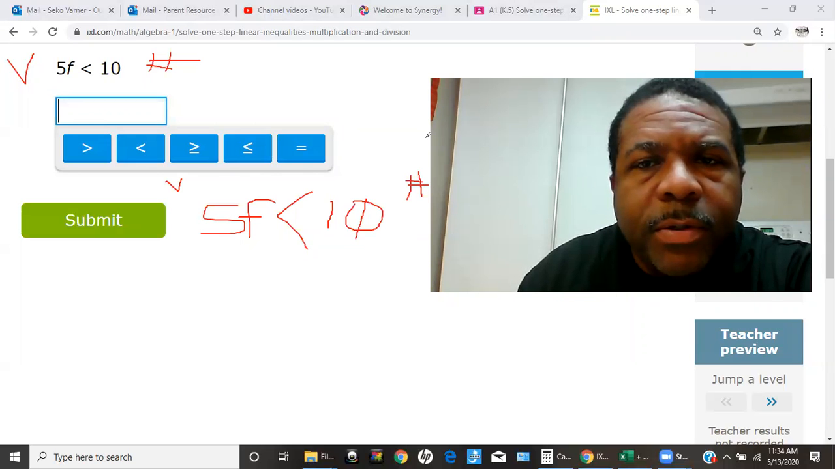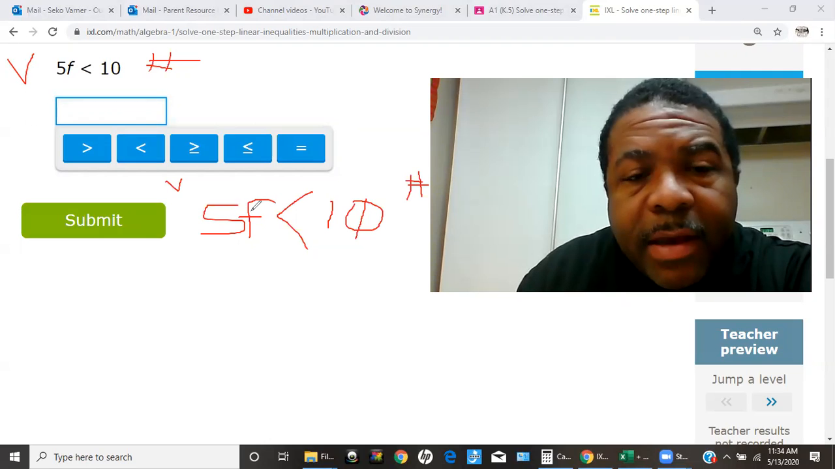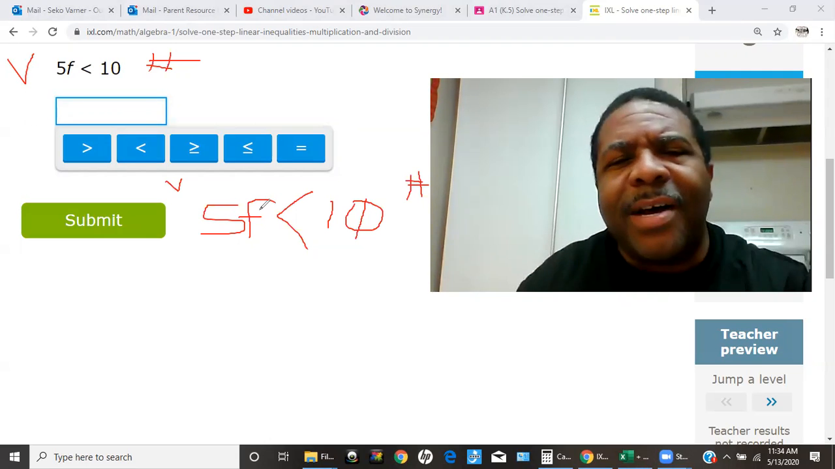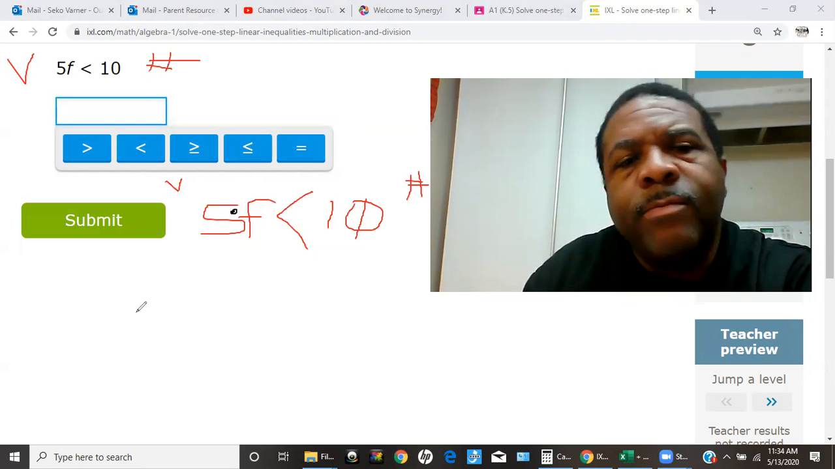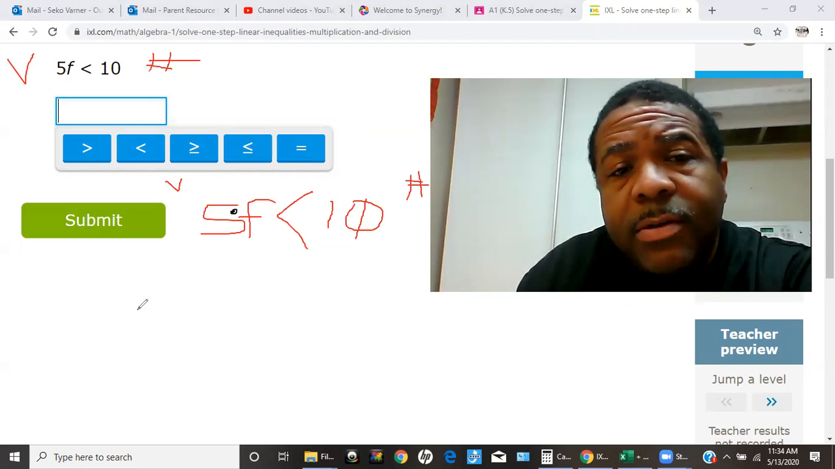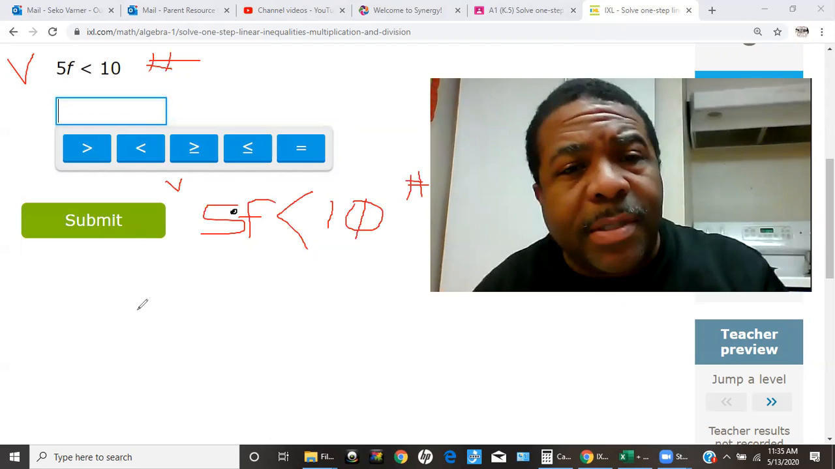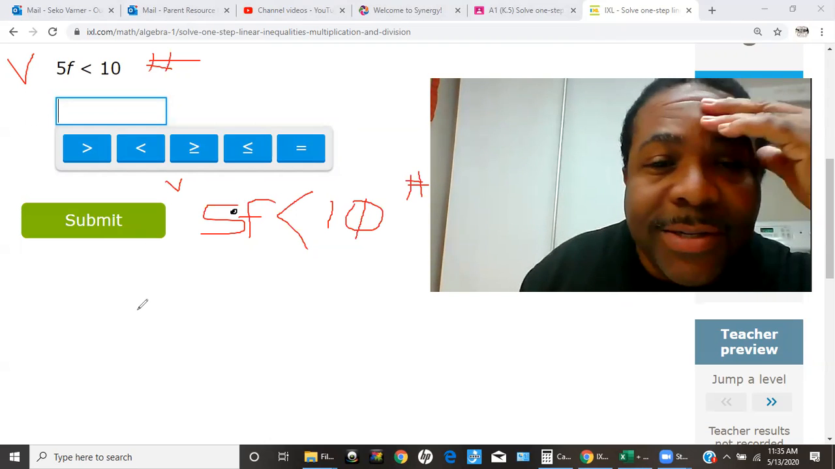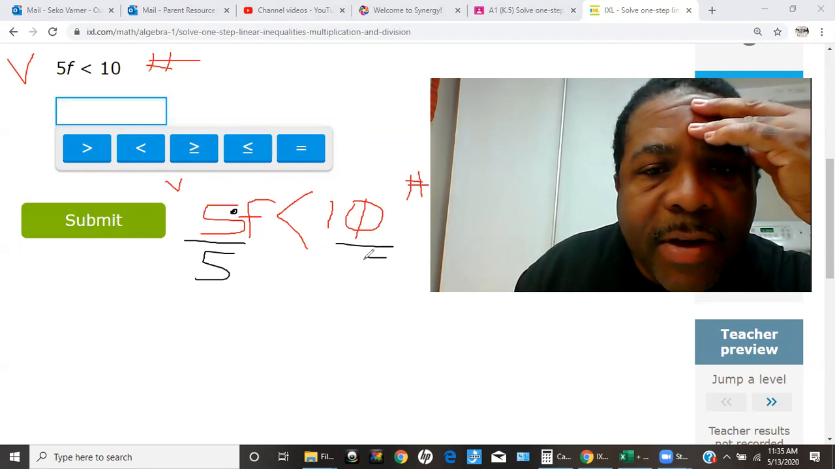So what we're going to do is separate the 5 from the f. 5f is actually 5 times f. Just imagine that there's a small little multiplication sign there. To get rid of something that you multiply, you do the opposite. The opposite of multiplication is division, right? So we're going to divide both sides by 5.